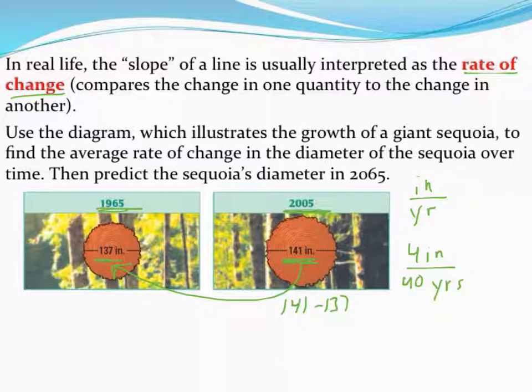Same with the times. I just kind of knew it was 40 years in the future because I could tell, but if I didn't know that, I could subtract that. 2005 minus 1965, there's your 40 years. So there's where slope is coming from.